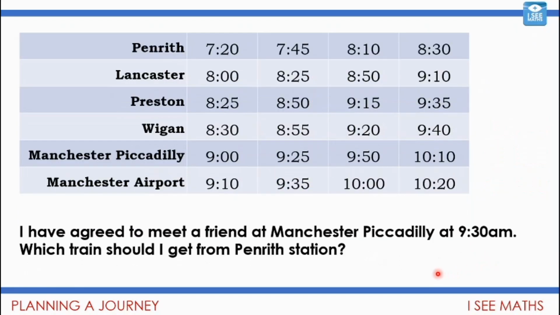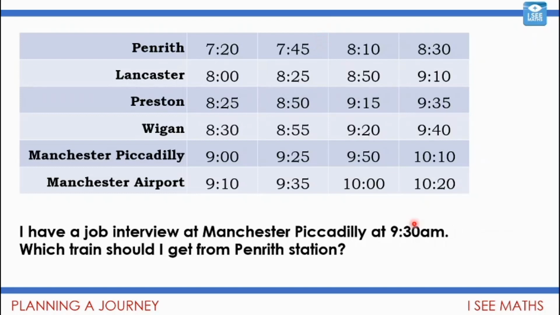Now, I'm going to show you some questions and how they're slightly different based on the situation. So I've agreed to meet a friend at Manchester Piccadilly at 9:30 a.m. Which train should I get from Penrith Station? So if I have a look at the times the trains get to Manchester Piccadilly, there's one train that arrives at 9 o'clock and another that's 9:25. And if I'm meeting a friend, I could think, yeah, if I get on this train, it'll arrive at Manchester Piccadilly at 9:25. That seems perfect. So the train from Penrith, the 7:45 train.